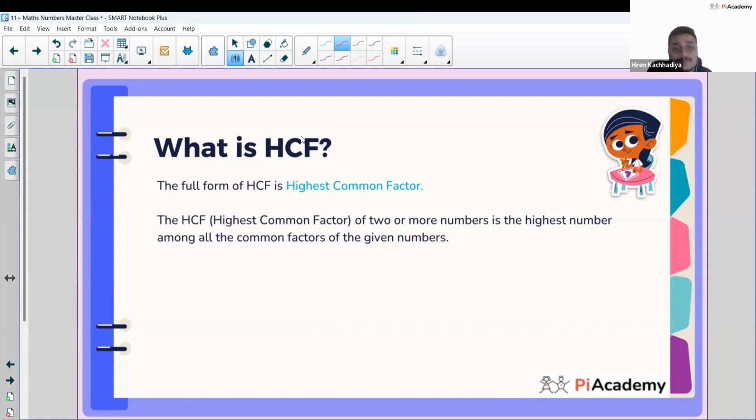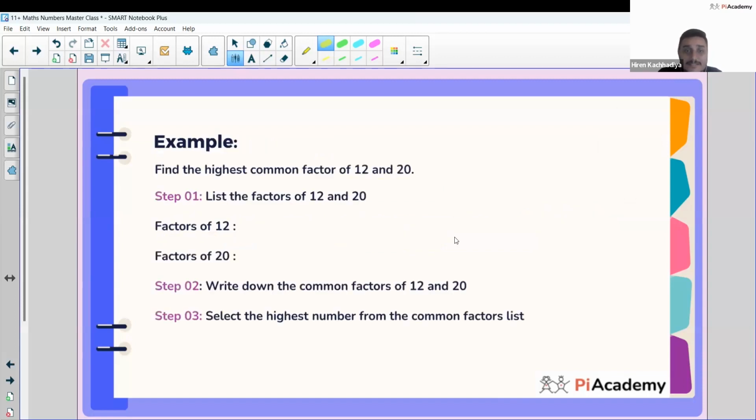So what is the HCF? HCF again is the short form. The long form is the highest common factor, okay? And the HCF of 2 or more numbers is the highest number among all the common factors of the given numbers. So basically, whenever you get 2 or more numbers, you have to figure out all the factors of the given numbers, and then you can figure out what are the common factors, okay? And at the end, you can figure out which one is the highest common factor, and that is your HCF, right? So let's take one small, easy example.